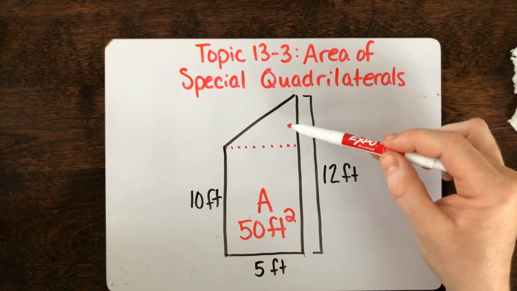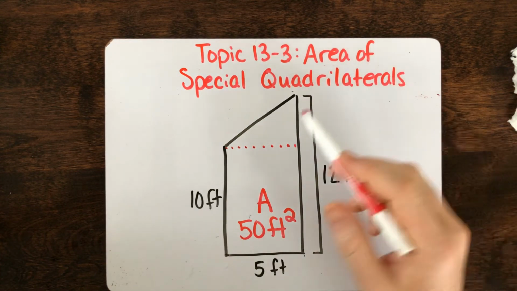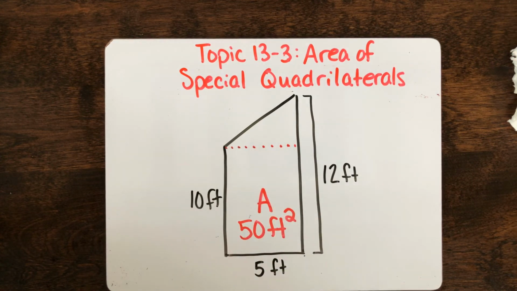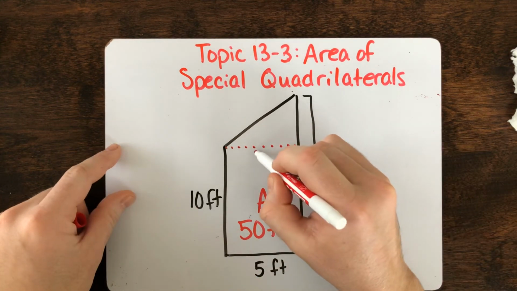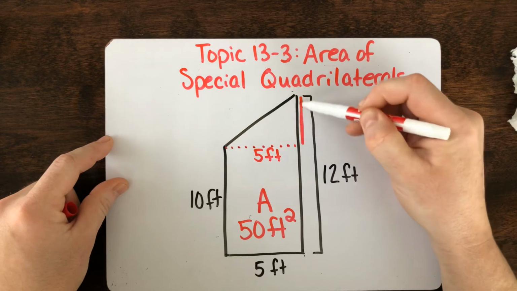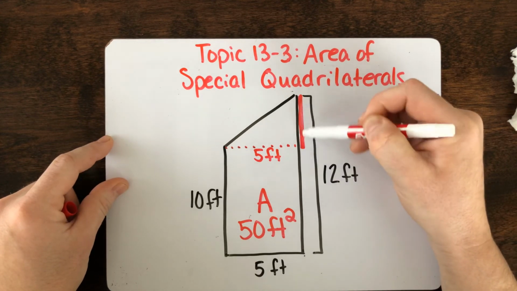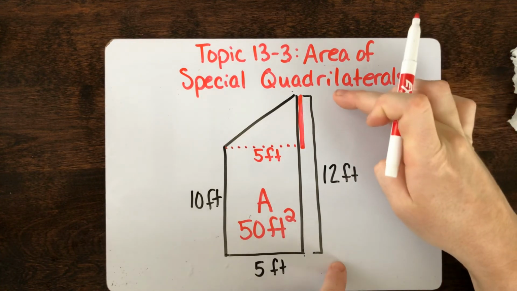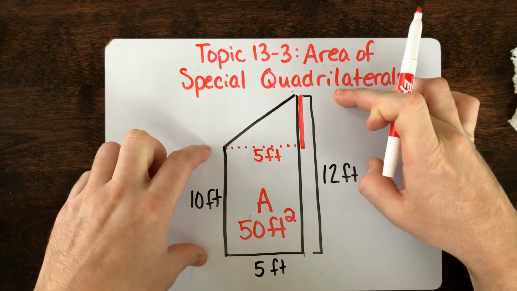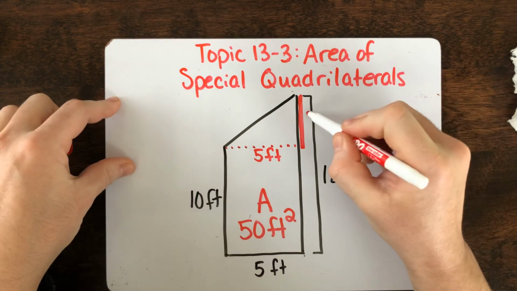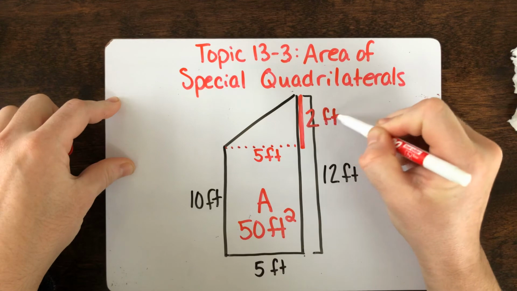Okay, and now we have this triangle. What is the base of this triangle? Well, if 5 feet is down here, 5 feet is up here. So the base of this triangle is 5 feet. What about this height of the triangle? It's not labeled, but how can we find it? Well, the total height is 12, and this is 10. So we can do 12 minus 10, and it will give us 2 feet.